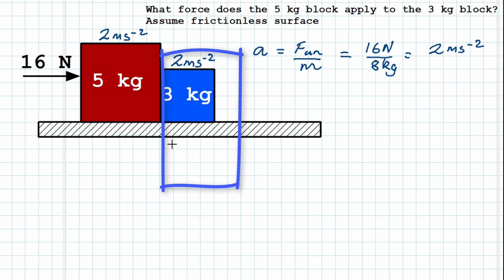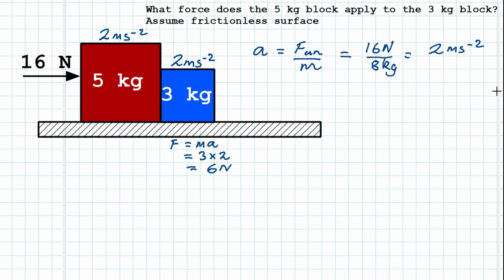Well, all we have to do is put down force equals mass times acceleration. What will be the force needed to accelerate a 3 kilogram mass by 2 meters per second every second? And we get the answer of 6 newtons. So the force the 3 kilogram block experiences is 6 newtons. So that must mean that the 5 kilogram block pushes the 3 kilogram block with 6 newtons. Now we can do the same with the 5 kilogram block. What unbalanced force does that feel?